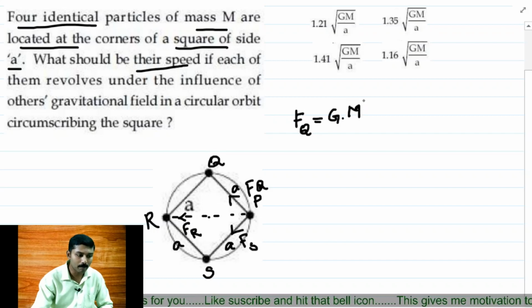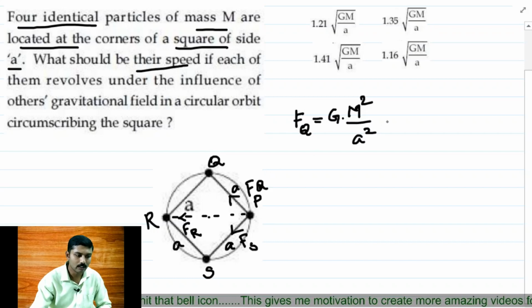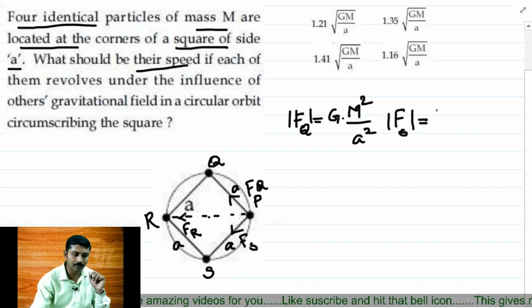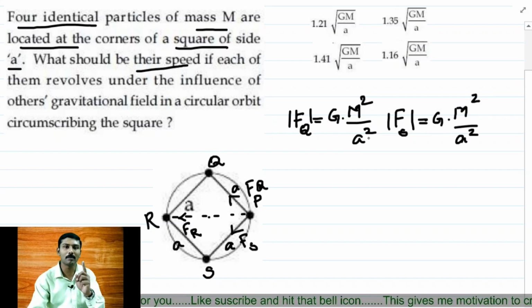m into m, we call it m square, which are the two m's, the mass at the point P and the mass at the point Q, divided by the distance between them. What's the distance between them? It's a square. Similarly, I can find the magnitude of the force due to the mass at S. Let's call it Fs, which is equal to G into m square divided by a square. Why? Because this is also at the same distance a.